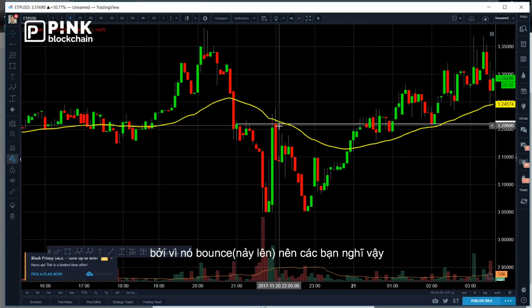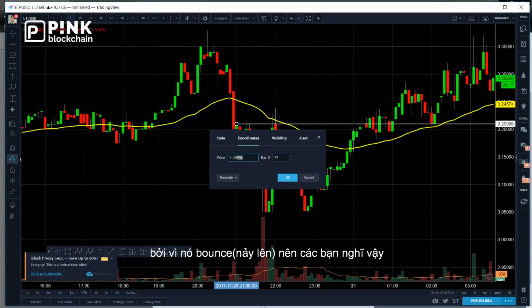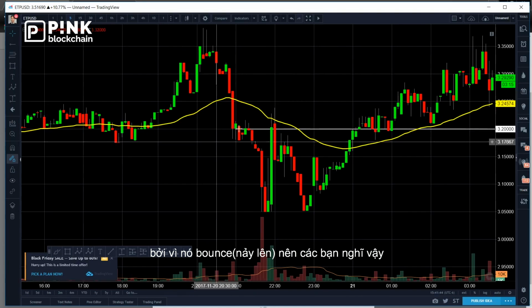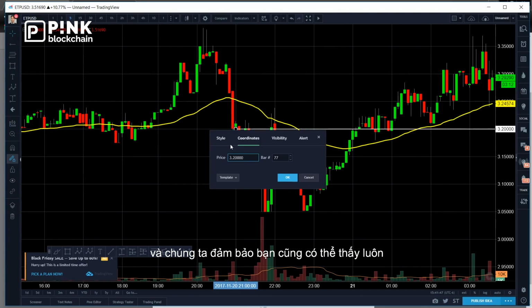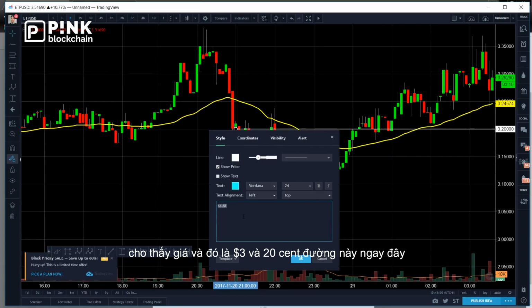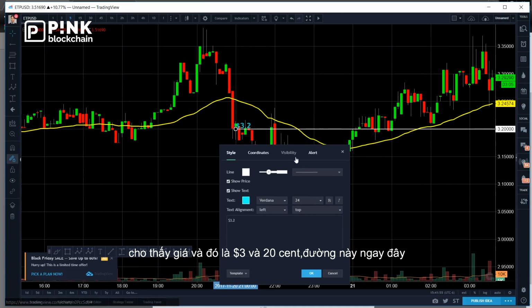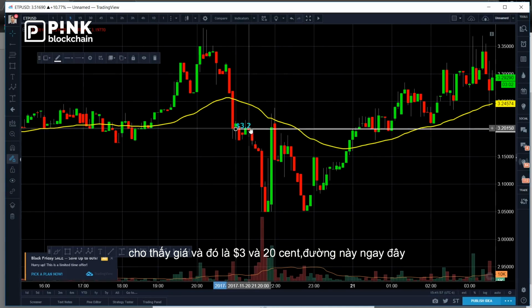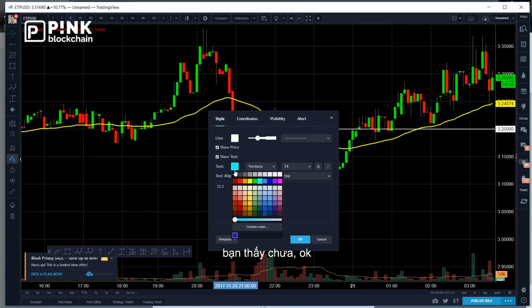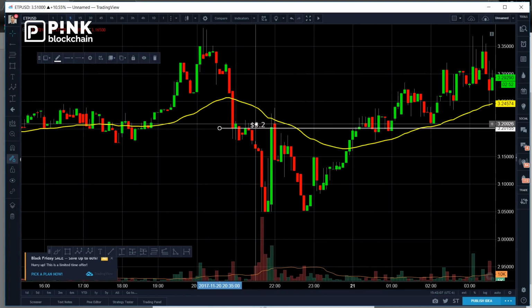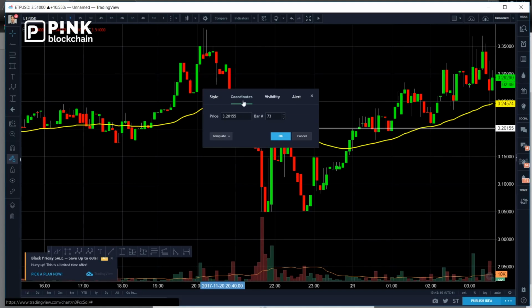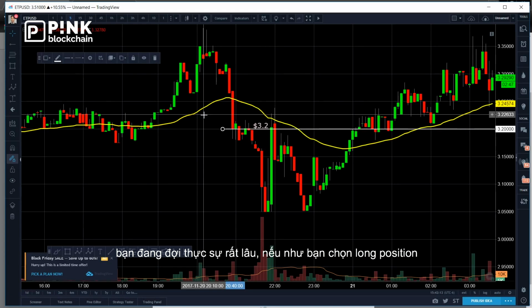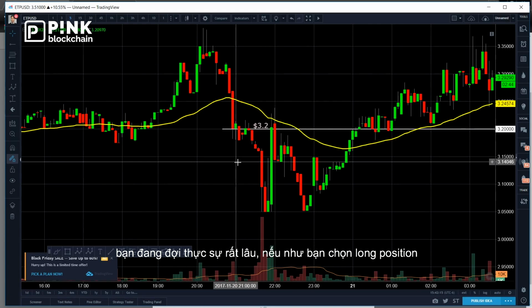right there, we'll make it a round number, 3.20, because it bounced right here and you guys thought, okay, it's gonna bounce. And we're gonna make sure you guys can see that here as well. Show the price. So that's $3.20, this line right here, okay? You guys see that? There you go. That's $3.20, right? Right here, 3.2.